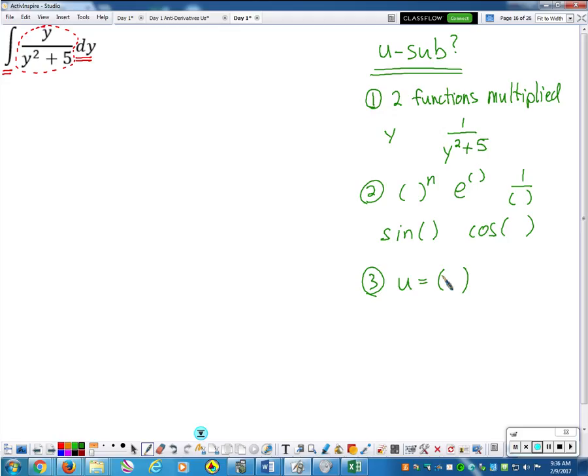For example, Bailey, up here, you said it fit into this pattern. So what's the something and what's the n? Well, y would be the something and 1 would be the n. Yes, well done. Our choice of u is always the something. So one possible choice for u is y, because this is y to the first. The other choice of u is the other something. Somebody else tell me, what's the other something? y squared plus 5.